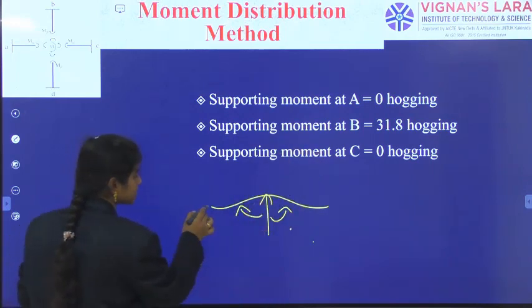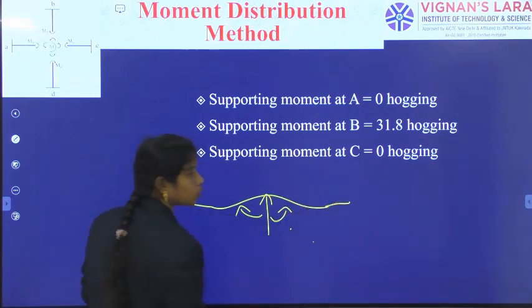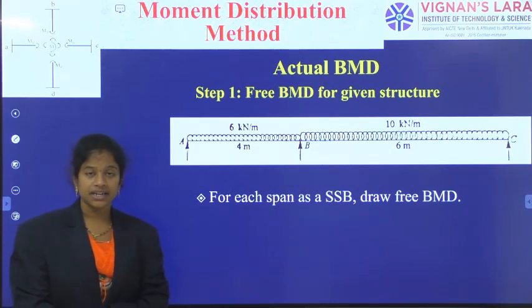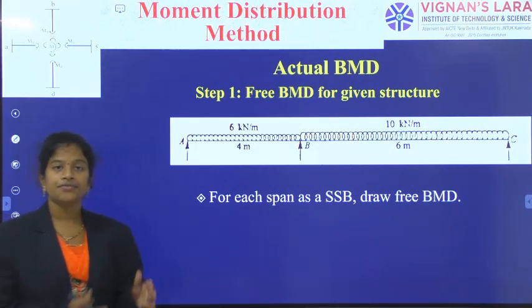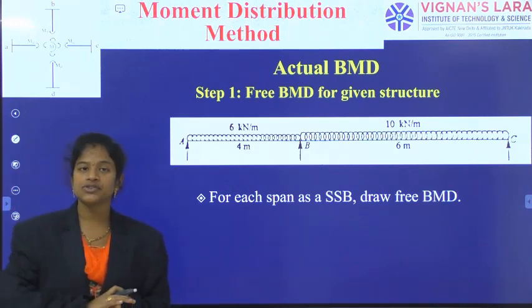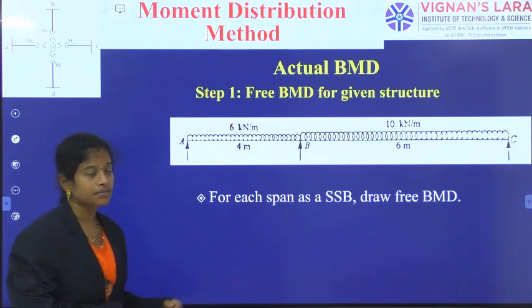And then at C also, at A also there is no movement. Okay, and we have given the actual bending moment diagram generation. For that we should indicate the free bending moment diagram, and then we should indicate the support moment diagram, and summing up of these two you will get the actual bending moment diagram finally.